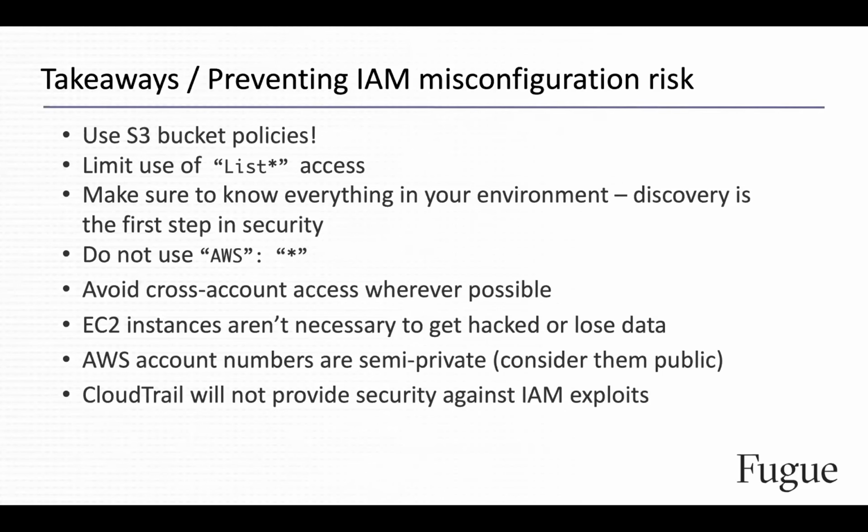AWS account numbers are semi-private. Just consider them public. Security by obscurity never works. Bad guys are clever. Someone in your organization has somewhere put probably an AWS account ID in something that went outside the organization. It's going to happen. Changing account IDs is really hard. You can't rotate account IDs, right? You'd have to move all of your infrastructure and recreate it. So just assume they're public and believe that every bad guy in the world has them, because they probably do.